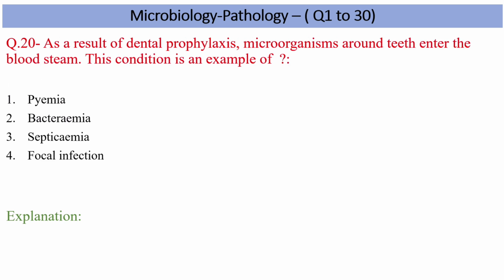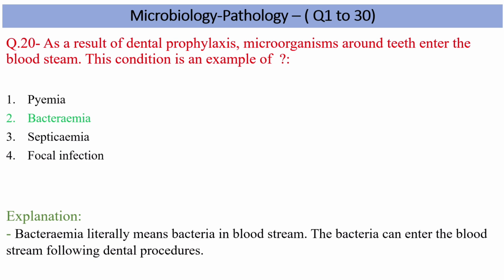As a result of dental prophylaxis, microorganisms around teeth enter the bloodstream. This condition is an example of anemia, bacteremia, septicemia, focal infection. Correct option is bacteremia. Bacteremia means bacteria in the bloodstream. The bacteria can enter the bloodstream following dental procedures.